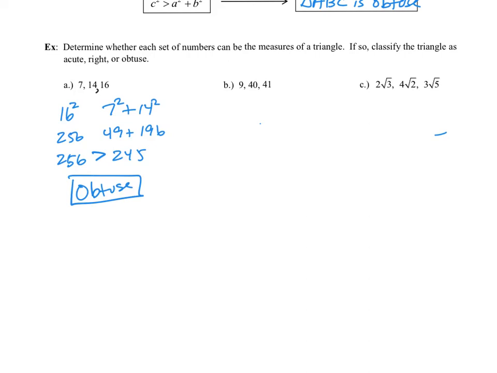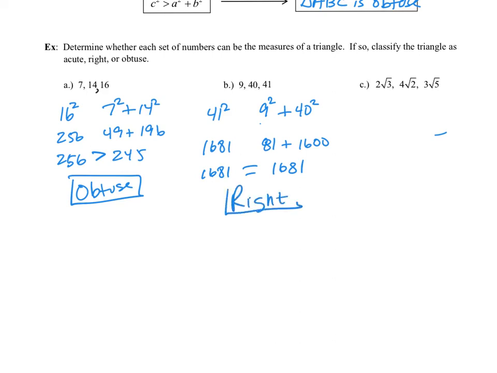Now let's find out what kind of triangle it is. So we'll take the largest side and square it, 41 squared, and we'll compare that to the sum of the squares of the other two sides, 9 squared plus 40 squared. So 41 squared is 1,681. 9 squared is 81, and 40 squared is 1,600. Okay, so we see that 1681 equals 1681. So now we can conclude that this is a right triangle.